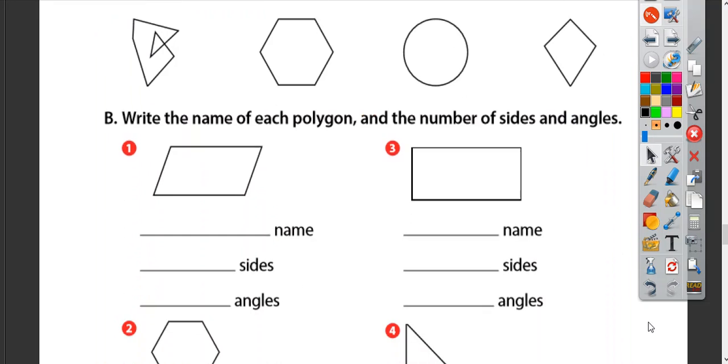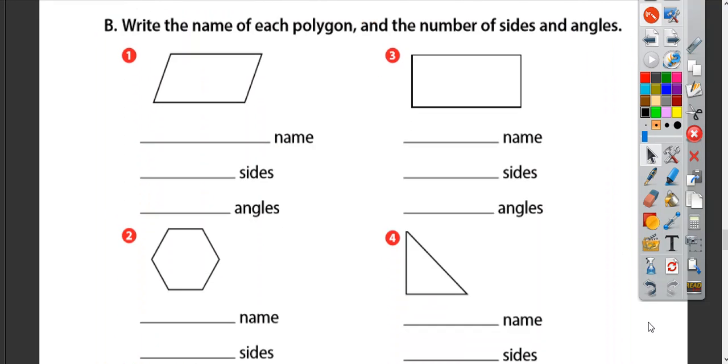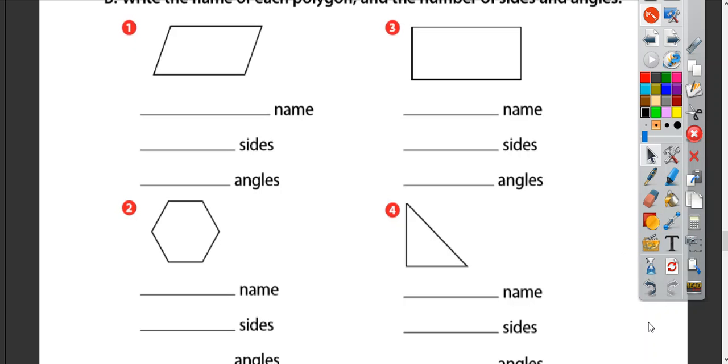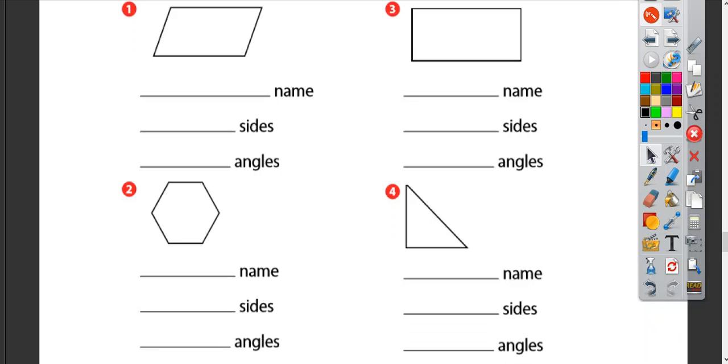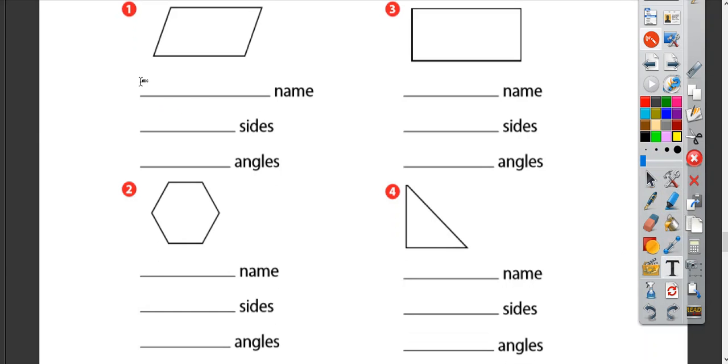Write the name of each polygon and the number of sides and angles. Well, this is easy. The name is, yes, parallelogram. How many sides does it have? Yes. How many angles? Yes. Excellent. Next one. This is a hexagon. Sides are, yes. Angles are, amazing.